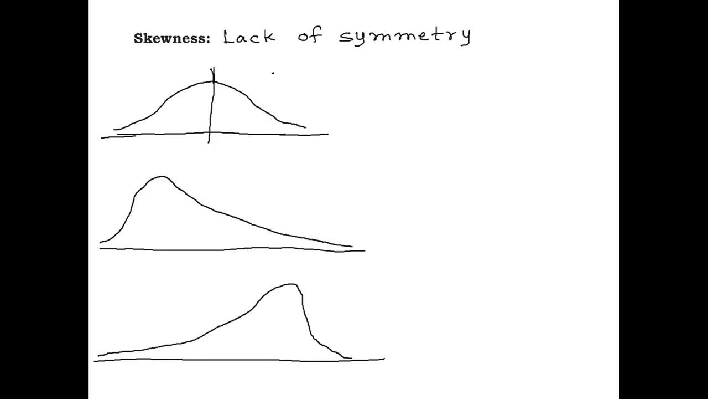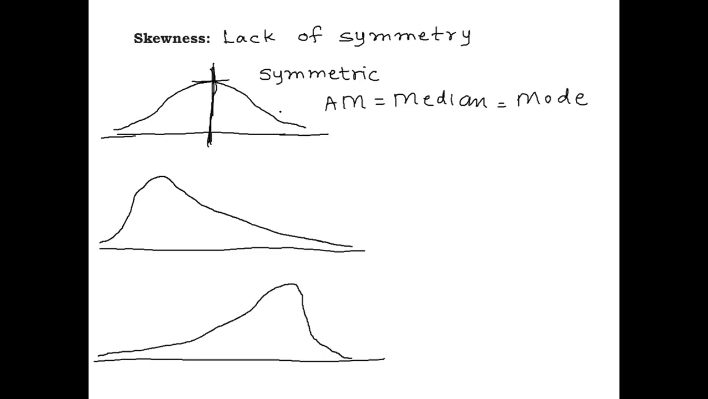Now for the symmetric case, this is perfectly symmetric, ideal. In this case, arithmetic mean is the same as median is the same as mode, and that will be exactly equal to the highest corresponding value of x. Median means 50% of observations are smaller than this line, and the corresponding value will be the median. And mode means maximum height, and the corresponding value of x will be the mode.